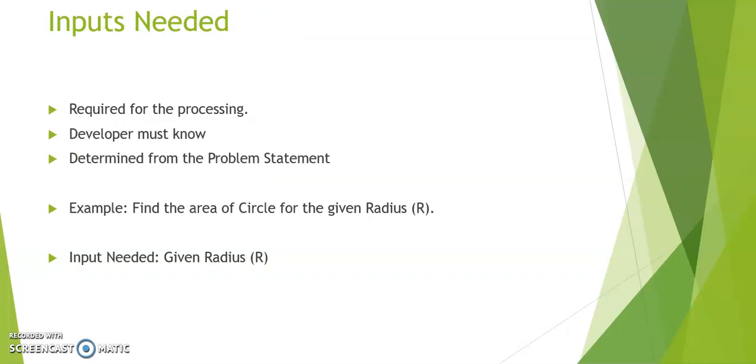First one, input needed. Inputs are required for the processing. The developer must know how to determine them, and these inputs are determined from the problem statement. For example, if we have a problem to find the area of a circle for the given radius r, you can see that the statement says find the area of circle. Area of circle is unknown, we have to find it out. The given radius is actually the input required to solve this mathematical problem.